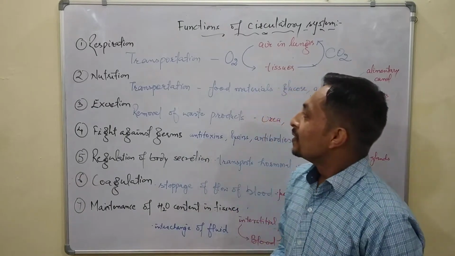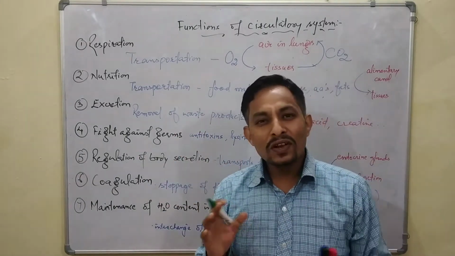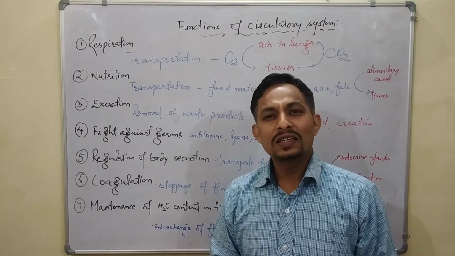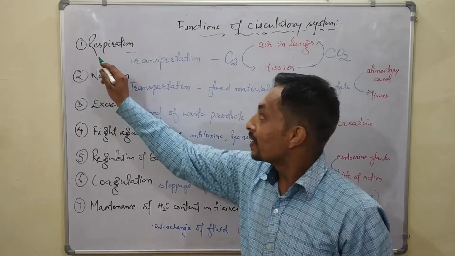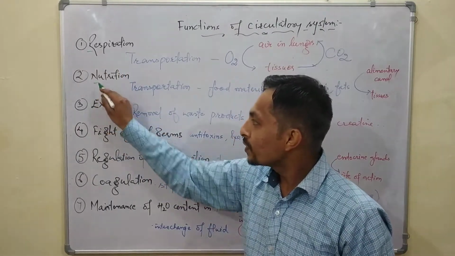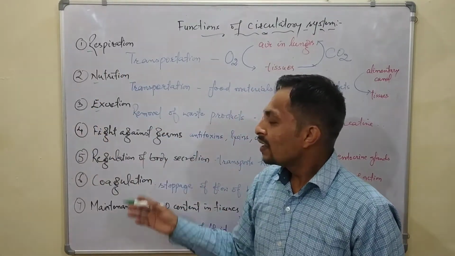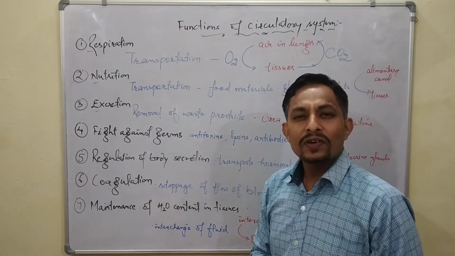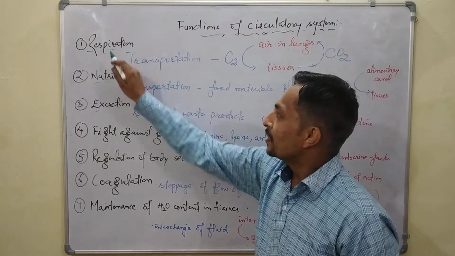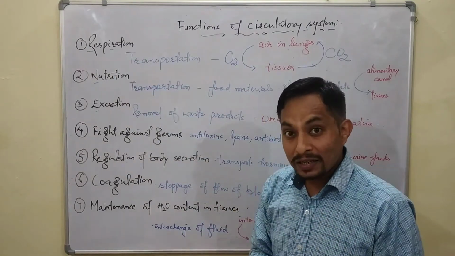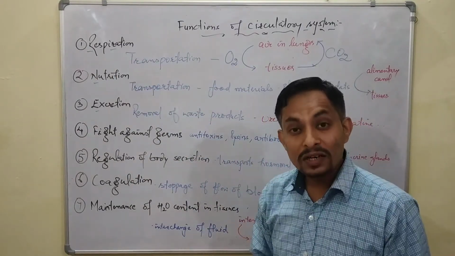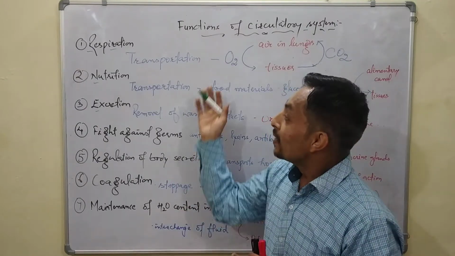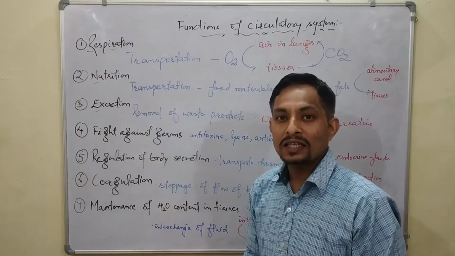See, there are various physiological processes that are running inside our body, like respiration, nutrition, excretion, and so on. Let us discuss them one by one. See, respiration. How is respiration a function of the circulatory system? Let us see what the circulatory system is basically going to do here with respiration.